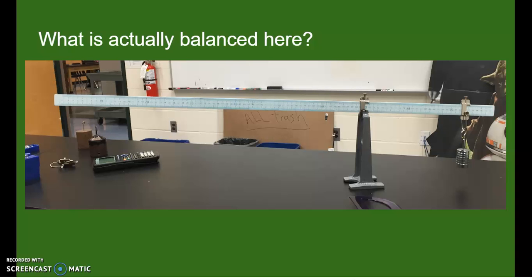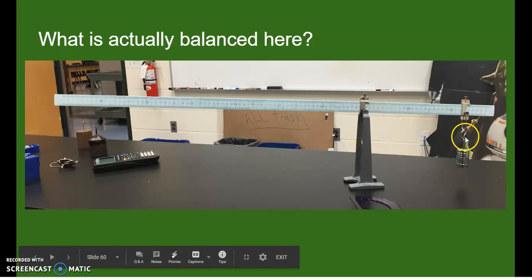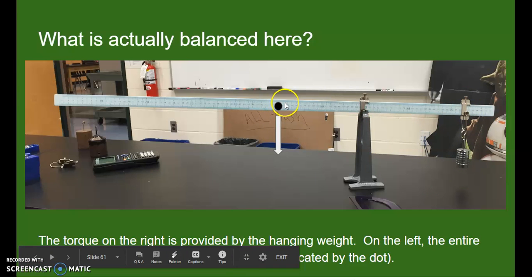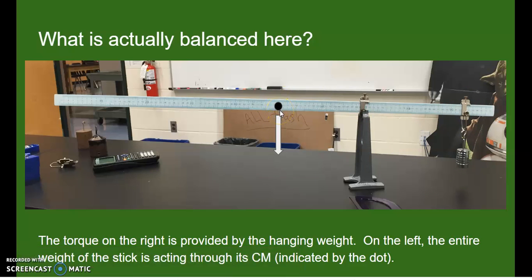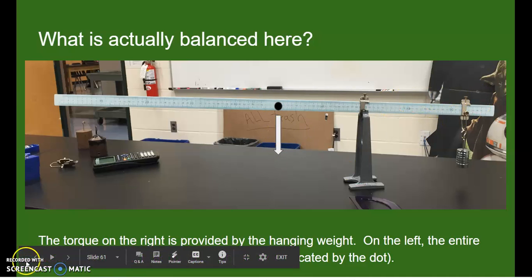If you take a look at what's going on being balanced here, there's a meter stick that's being balanced. There's some weights on this side. The center of mass of the meter stick itself, the actual weight of the meter stick, is acting through its center of mass, and it is balancing with the weight on the right side. More to come.